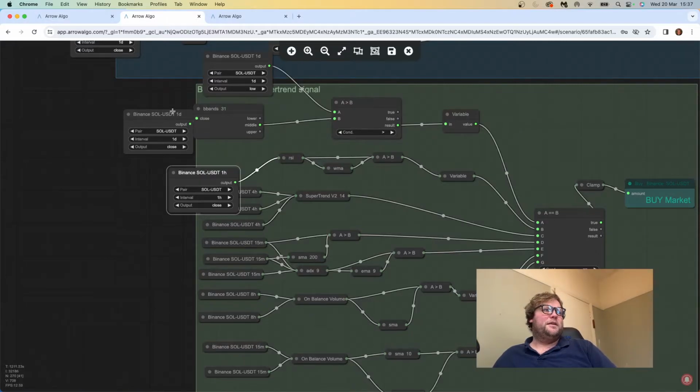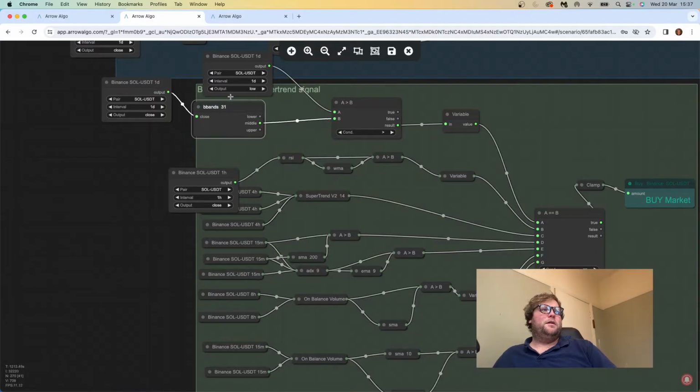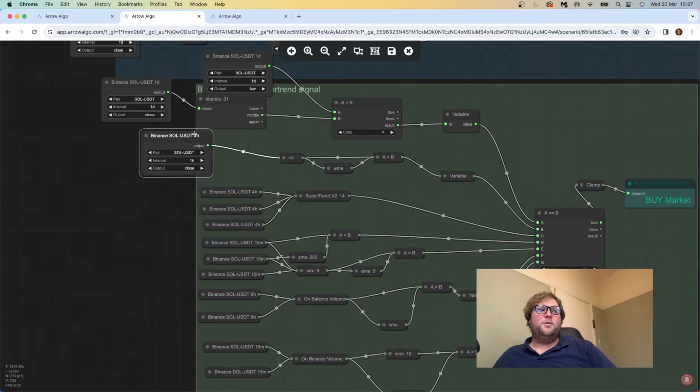As we said, this is a spot strategy that trades in bullish conditions. So generally we're looking for that rising market condition. We're not going to be selling short in a downtrend.